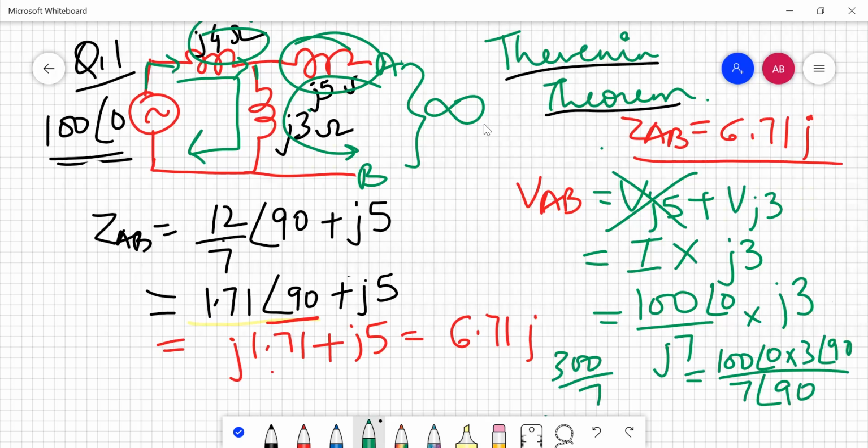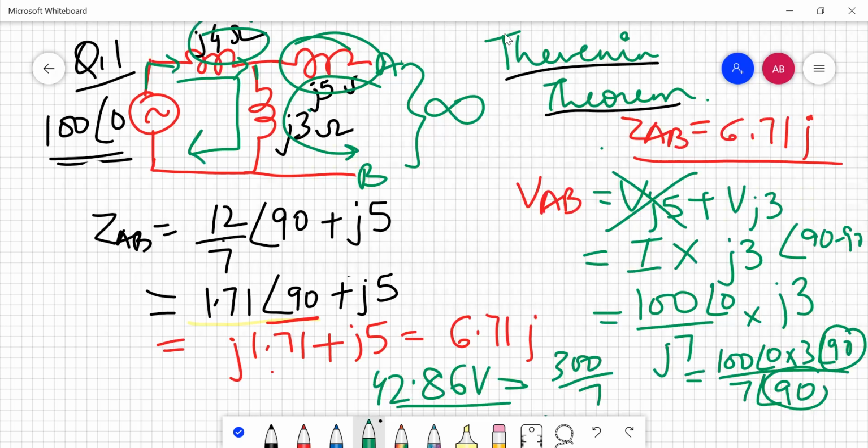So that is equal to 42.86 volts, because our angle 90 and 90 will get cancelled out, being 90 minus 90 in the division form. So I will be left with only the magnitude value.